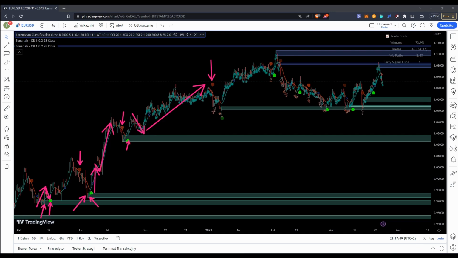So the thing I noticed when I've been testing this one is that it's better to use it on a higher time frame, but at the same time you have to understand that you are going to get fewer signals, but they are going to be more accurate. If we switch to a lower time frame, we might get more signals, but they might be a little bit less accurate, right?